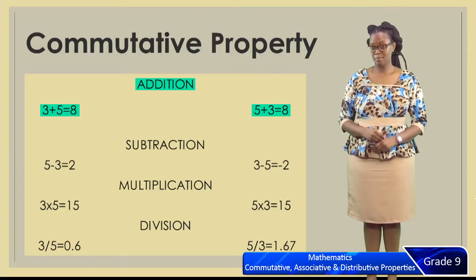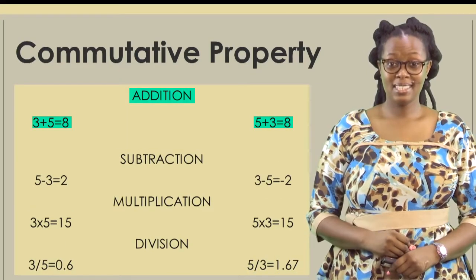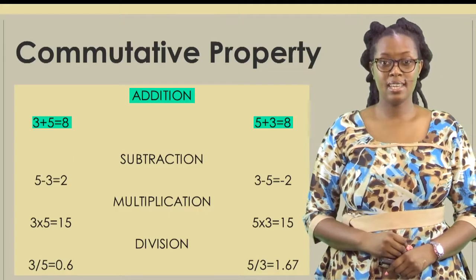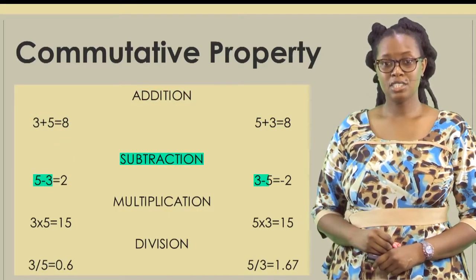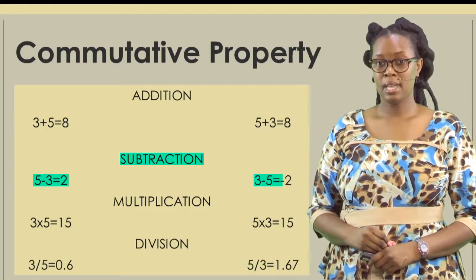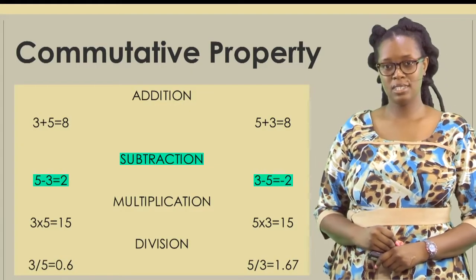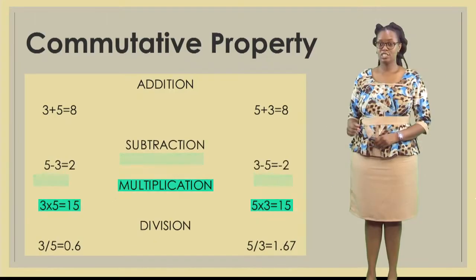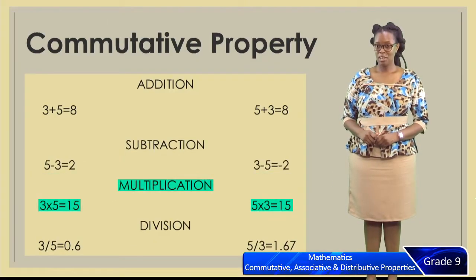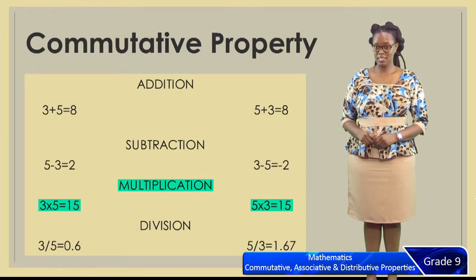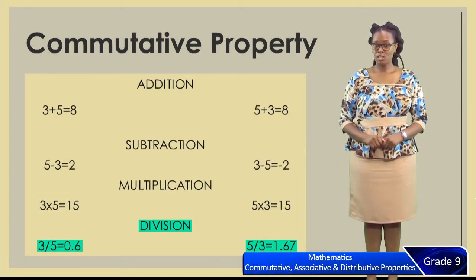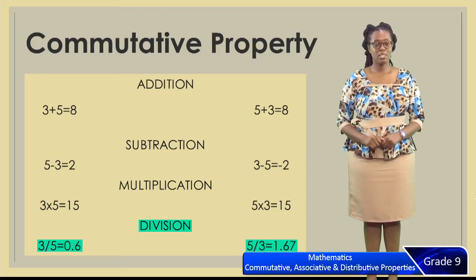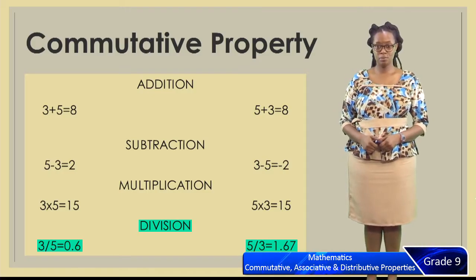So if we go from the top, whenever we swap numbers around when we're adding, does the answer remain the same? Yes, it does. So this is telling us that addition is commutative. What about subtraction? Since the answers were not the same when we swapped them, subtraction is not commutative. For multiplication, the answer remained the same, so multiplication is commutative. And lastly, for division, the answer did not remain the same, so division is not commutative.